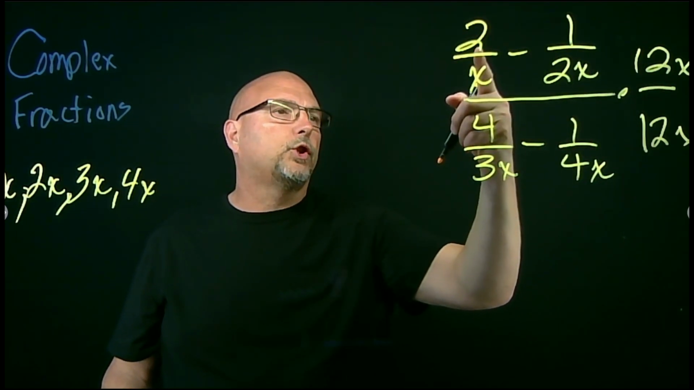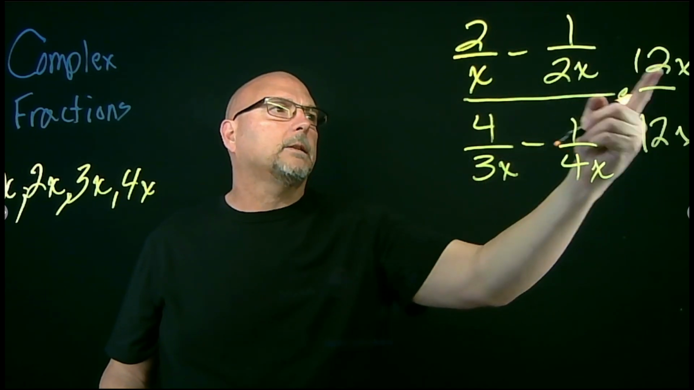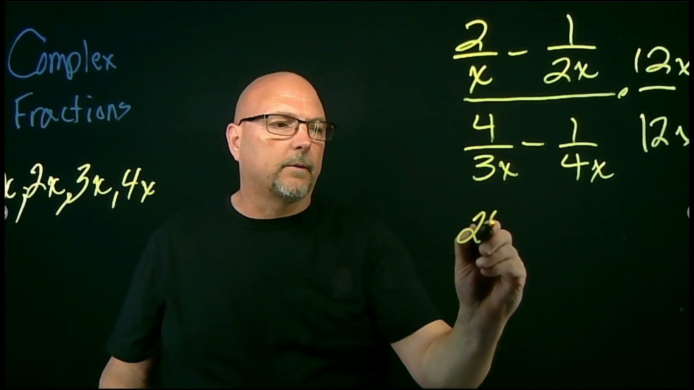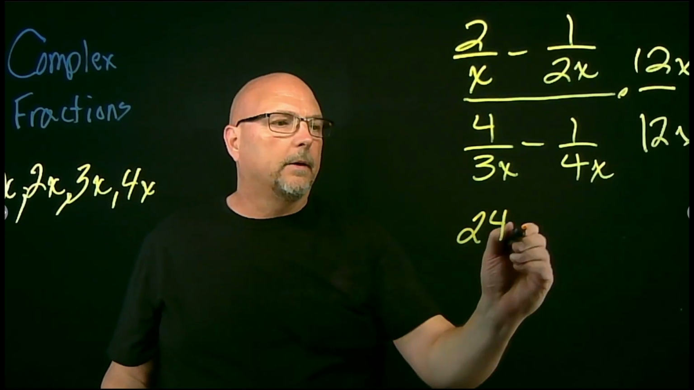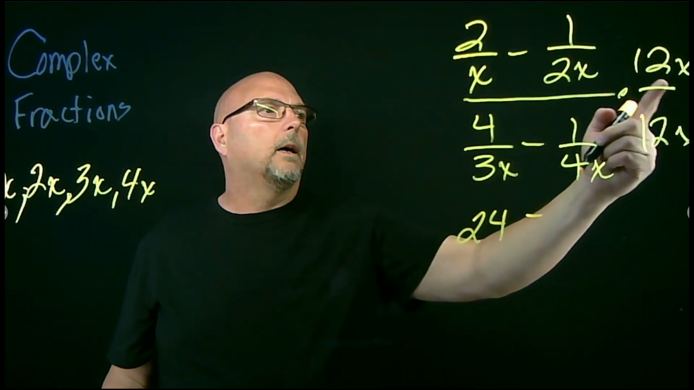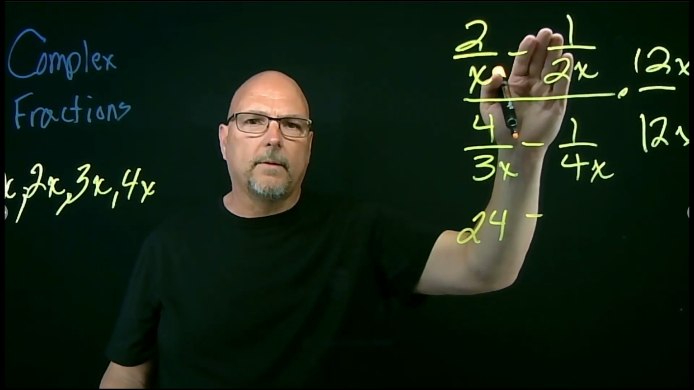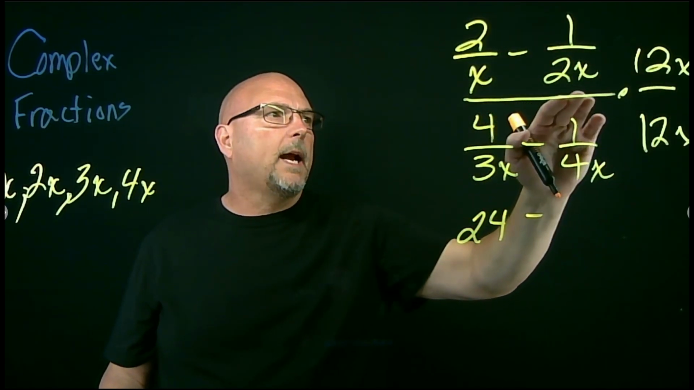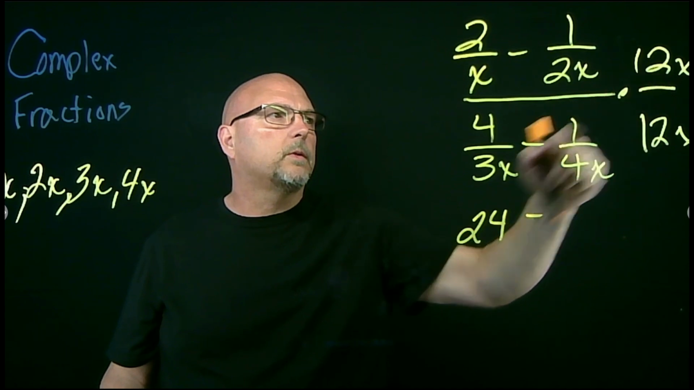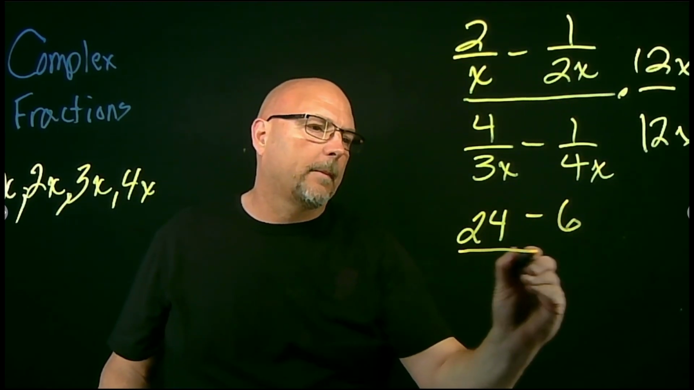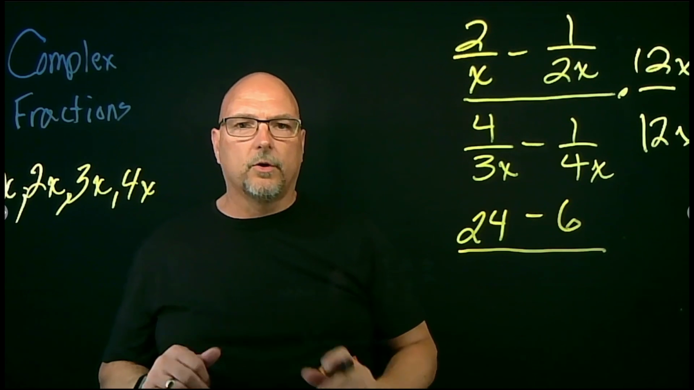All right, so go ahead and distribute. 12x times 2 over x. Well, the x's are going to cancel out, and it's just 2 times 12, or 24. Then I have a minus sign. 12x times 1 is 12x, and the 2 and the x are going to cancel out. So 2 goes into 12 6 times. So that takes care of our numerator.